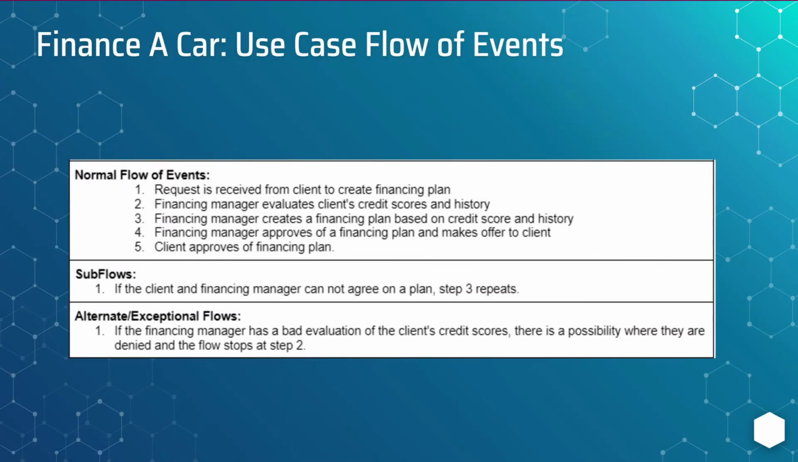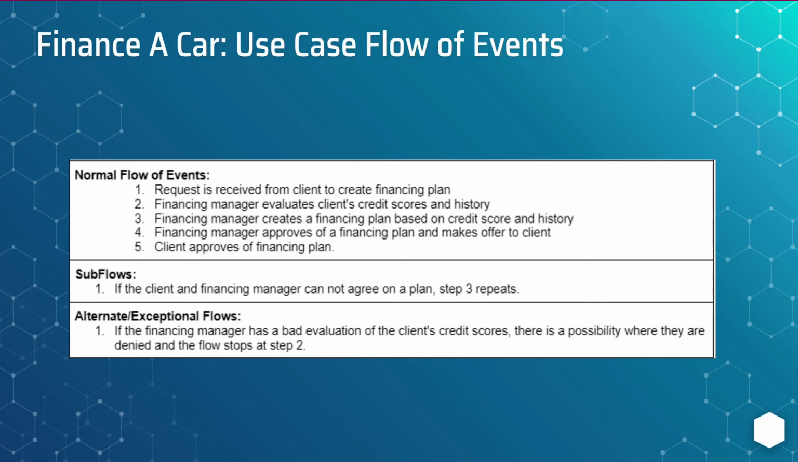Moving on to the flow of events. A normal flow of events starts with the request being received from the client to create a financial plan. After that, the financial manager has to evaluate the client's credit scores and history. Then, based on those credit scores and history, the financial manager can create a financing plan for the client. Once the financial manager approves of the financing plan, they can go ahead and make the offer to the client.